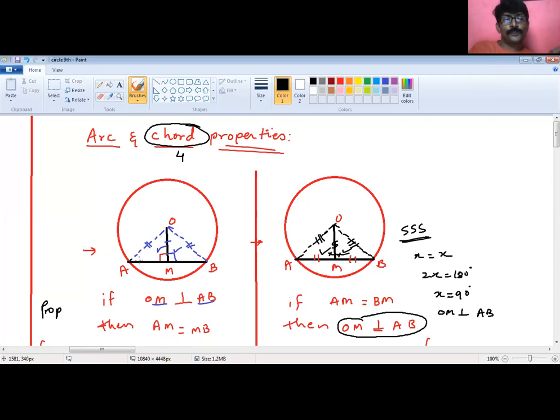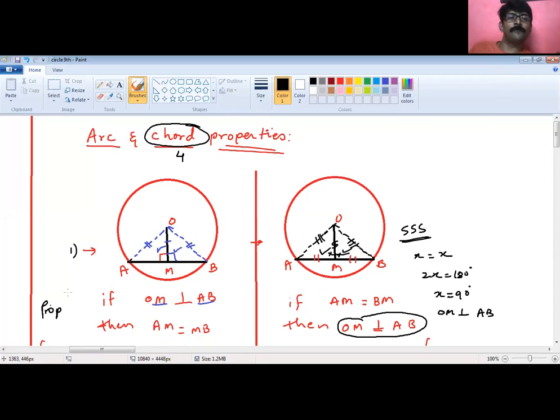So what is this first property, guys? This is our first property. A line drawn from the center, if it is perpendicular to the chord, or a perpendicular drawn from the center to the chord, bisects the chord. I'll repeat the property. A perpendicular drawn from the center to the chord bisects the chord.